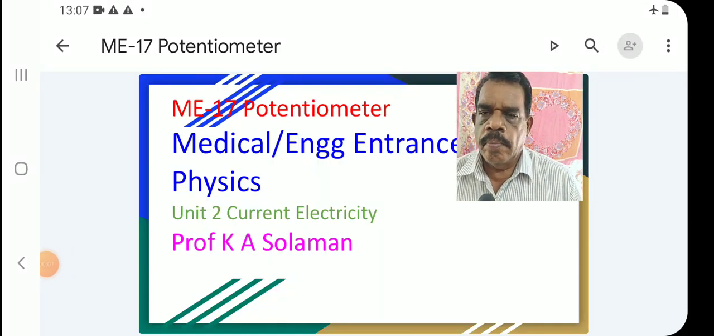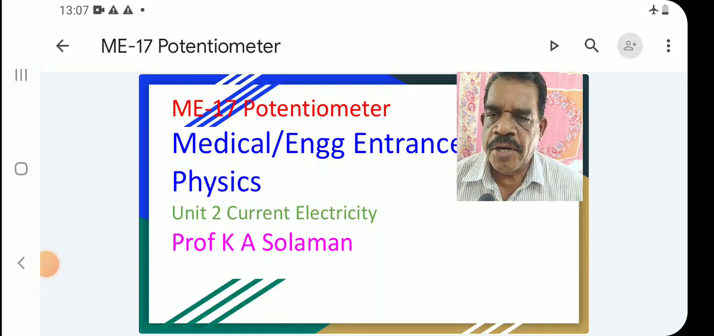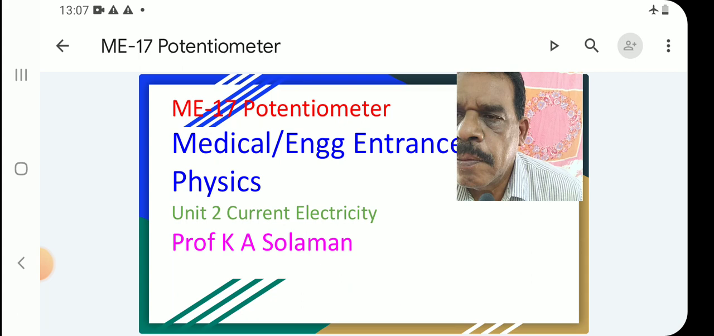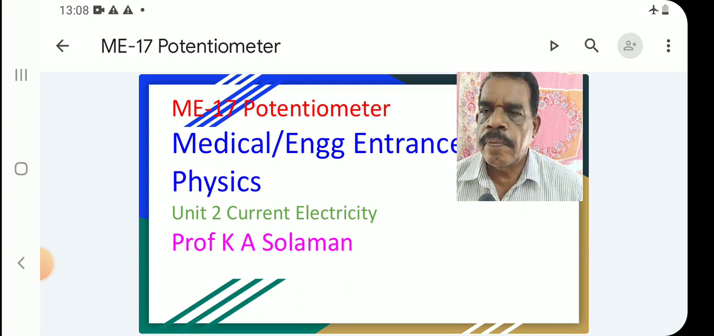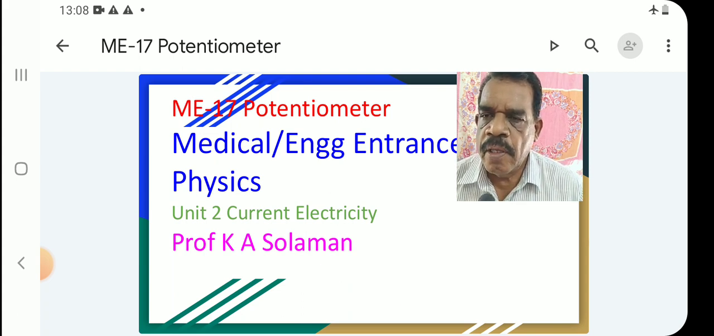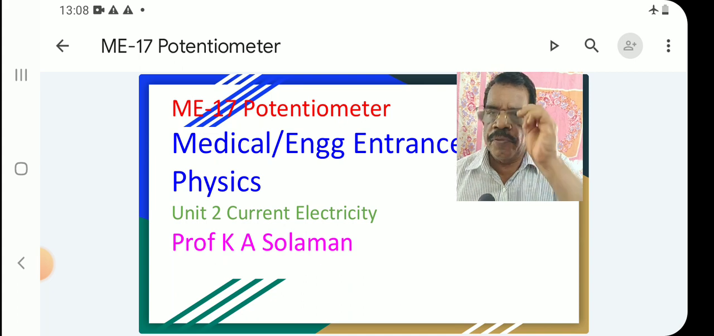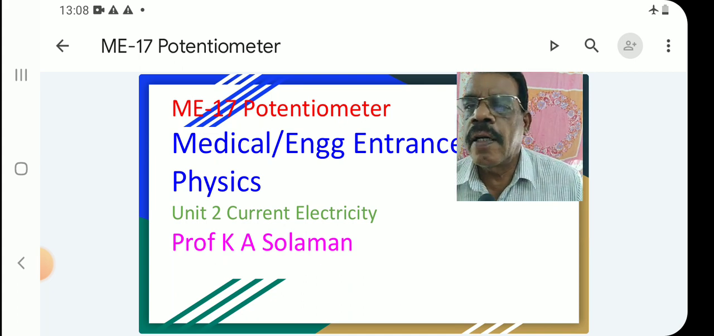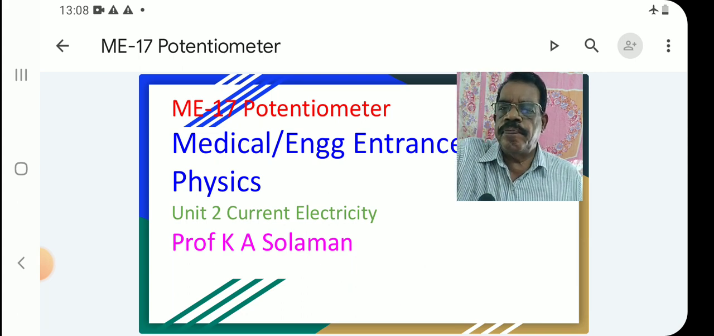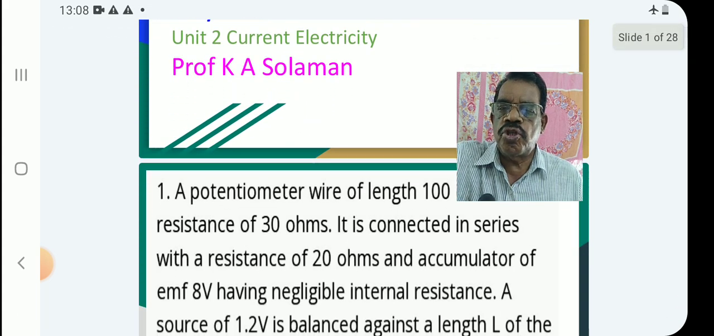Welcome to Medical and Engineering Entrance Physics. This is class number ME-17, Potentiometer, from class 12 Physics, Unit 2, Current Electricity. Medical and Engineering Entrance Physics, Potentiometer.